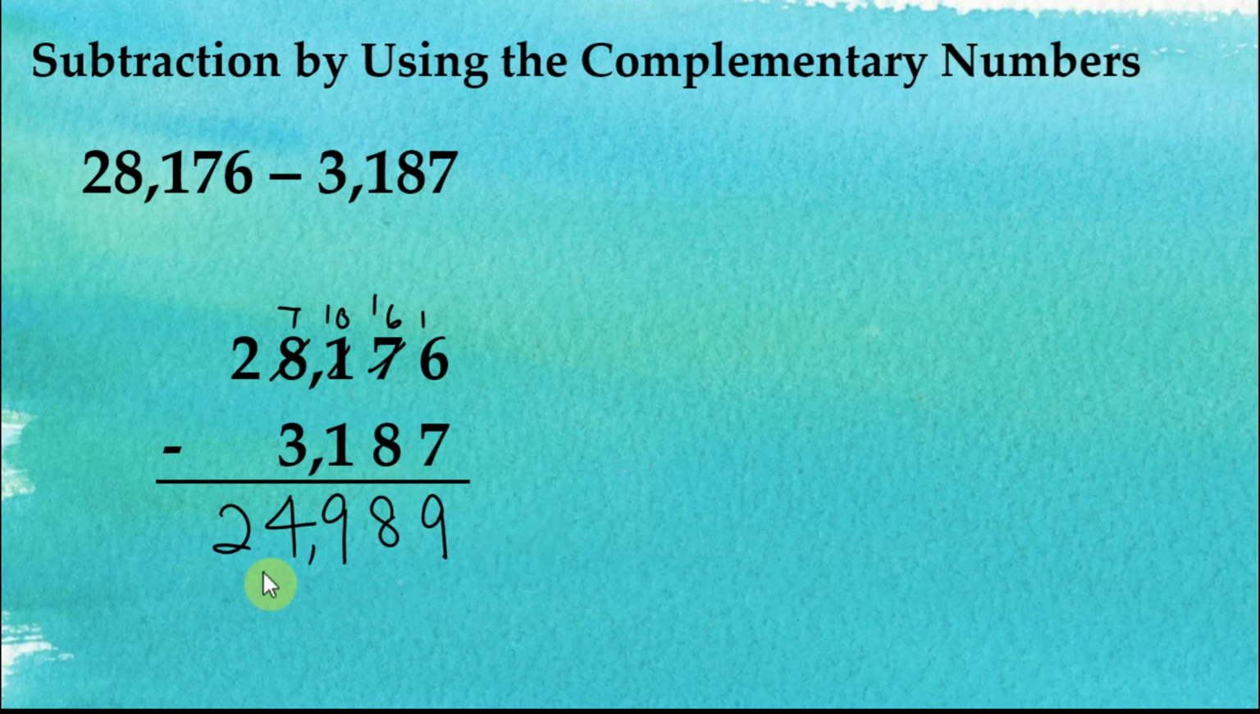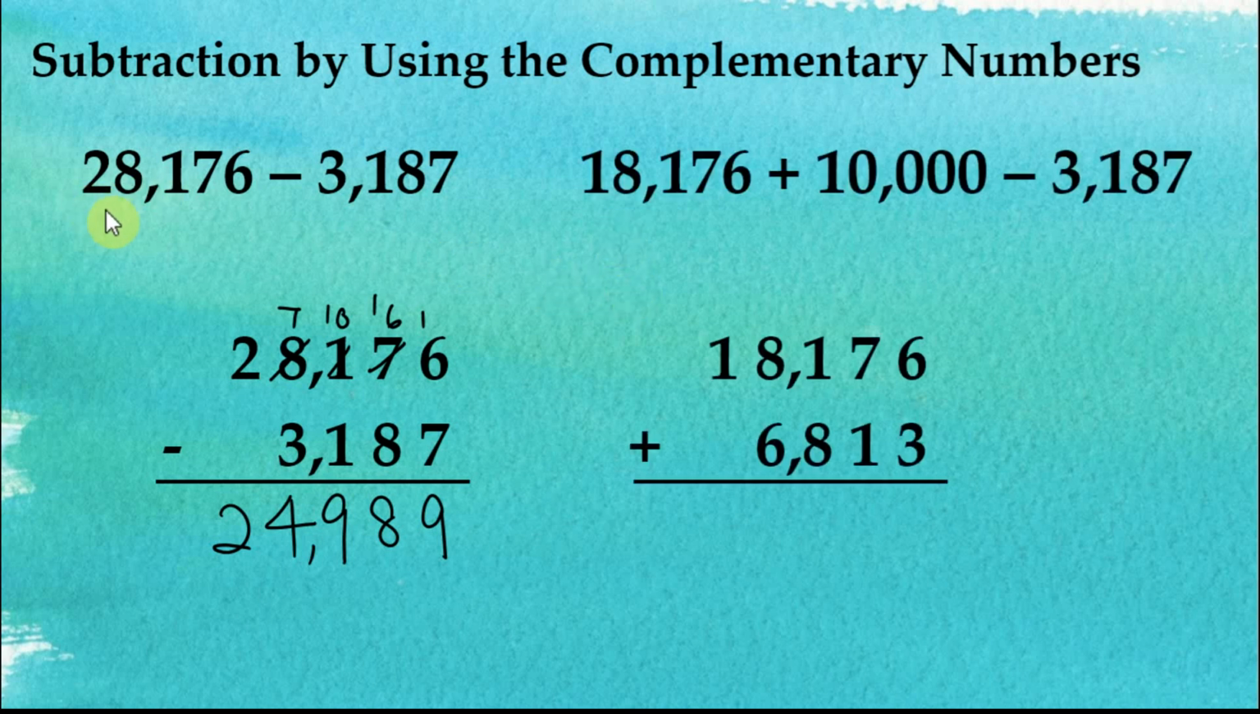However, a lot of people will find that this method is hard and tedious. So we can make a small change to these operations to change these subtractions to additions. For example, this is 28,000. We take out 10,000. We separate this 28,176 into 18,176 plus 10,000. Okay, we separate this into two numbers. And then 10,000 minus 3,187 will be the complement of this number.